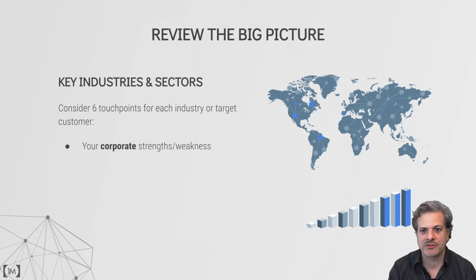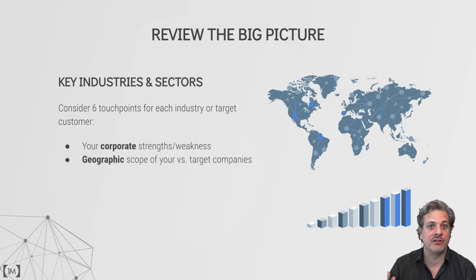What are your corporate strengths or weaknesses? Are you a small company and you can't service a really large company? Are you only targeting companies of a certain revenue because you can't deliver to larger revenue customers, for example? Or are you geographically just not represented in a certain geographic region compared to the companies you want to target? It's not saying not to pursue it, but identify it against your target industries and customers.